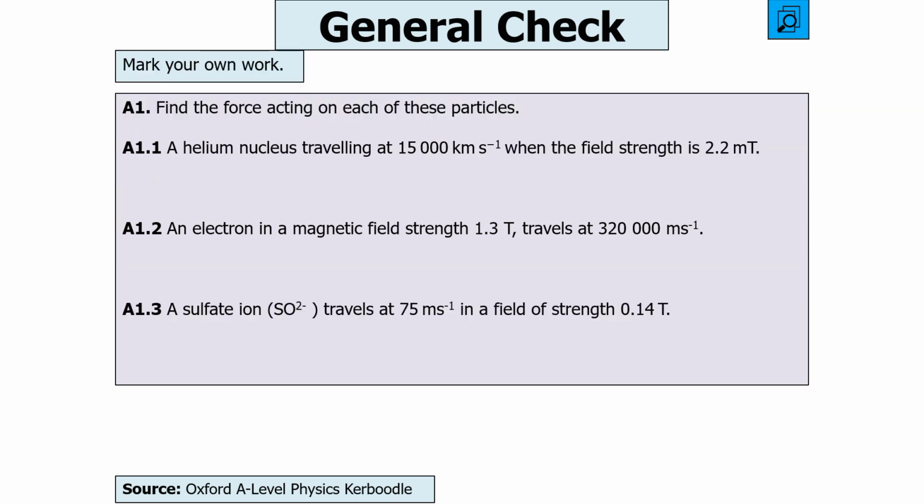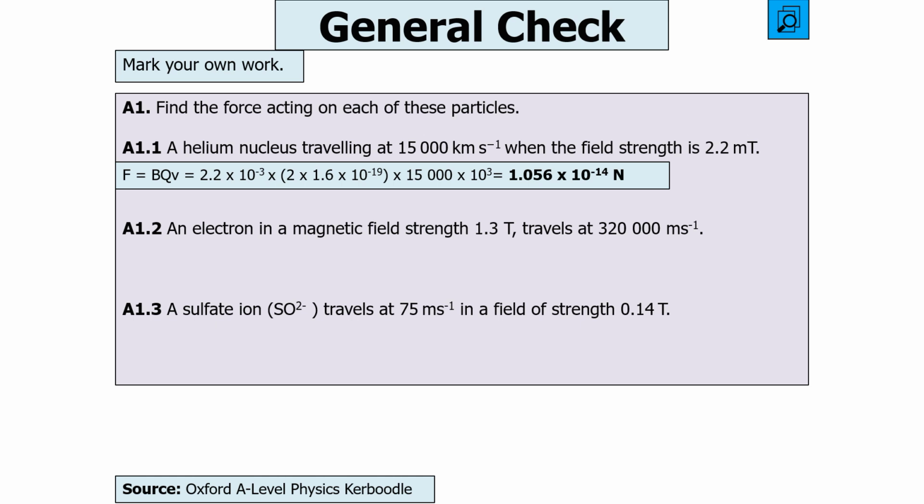Right, for this one, what's the force on a charged particle? F equals BQV. Popping all the values working through, helium nucleus has a charge of 2 plus because it's 2 protons in there, so you can work it through to be 2 times 1.6 times 10 to the minus 19 for its charge. Popping all the other values, kilometres per second turn into metres per second by times 10 to the 3, milliteslas turn into teslas by times 10 to the minus 3, so we get 1.056 times 10 to the minus 14 newtons.